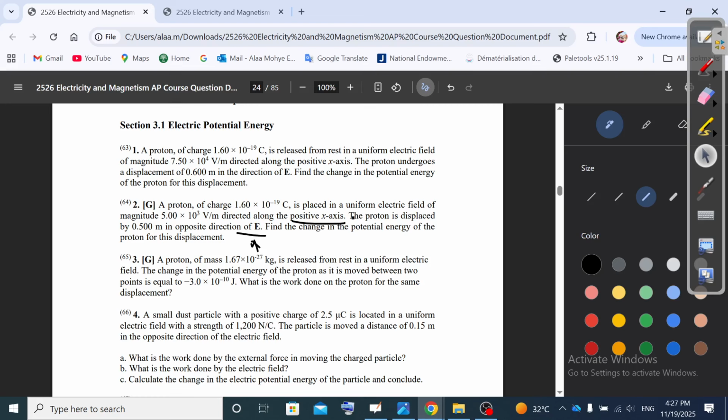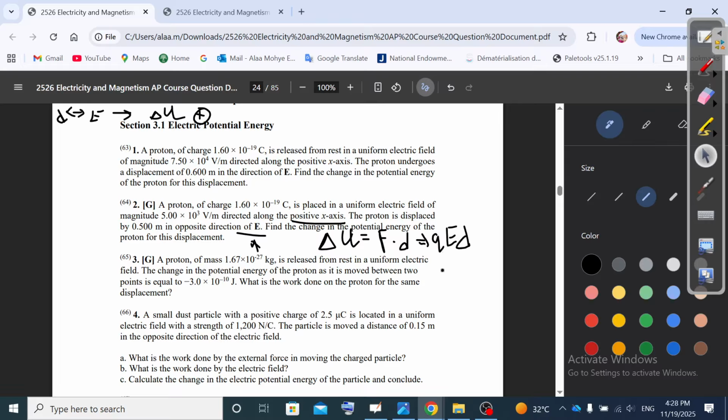Okay. Here you need to know if the displacement is in the opposite direction compared to E, then your delta U is positive, and vice versa. Okay, so let's just tackle the problem here. So obviously we know your delta U will be your FD, your simple FD, because it's a work. And the force, it's a QE, so it's going to be QED.